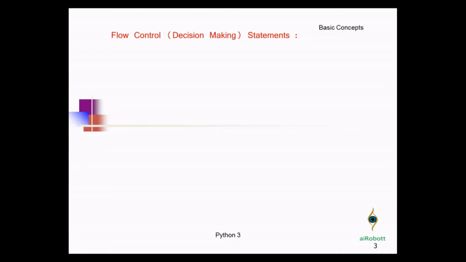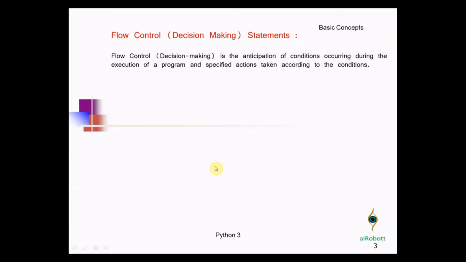Flow control or decision making statements. What are the flow control statements? Flow control is the anticipation of conditions occurring during the execution of a program and specified actions taken according to the conditions. It means while we are writing certain programs, some conditions are anticipated during the execution of a program, and the interpreter takes some actions according to the conditions only.